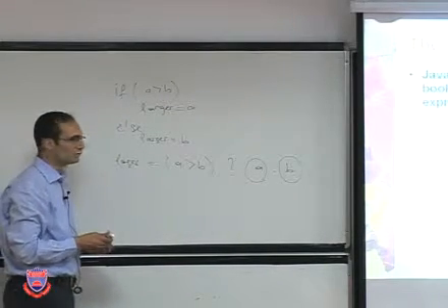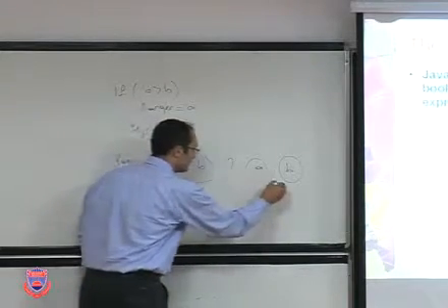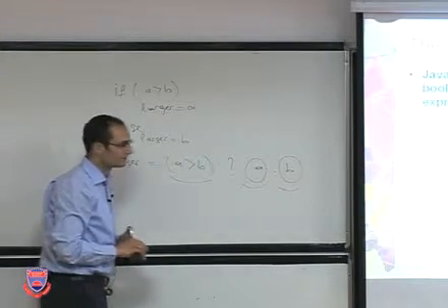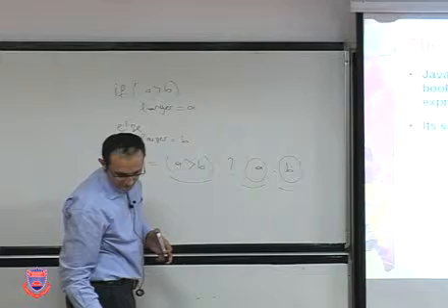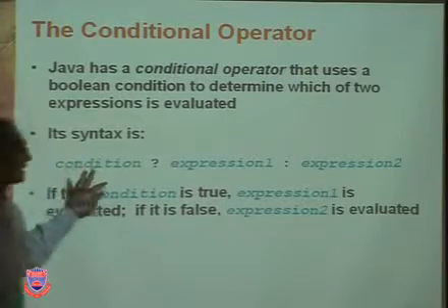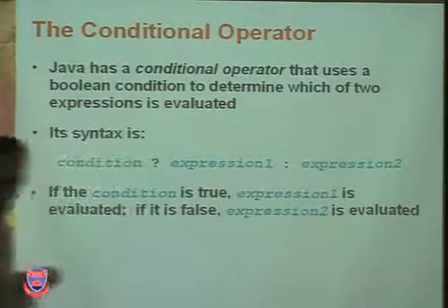Okay, so this is called the conditional operator, and it's called the ternary operator because you have three parameters that are used in this operation. So the syntax is condition, check the condition. If true, expression 1. If false, expression 2.